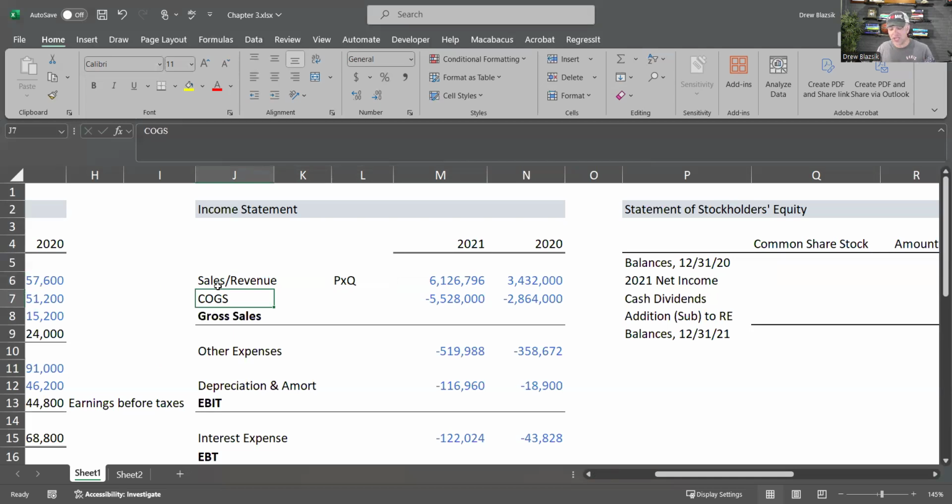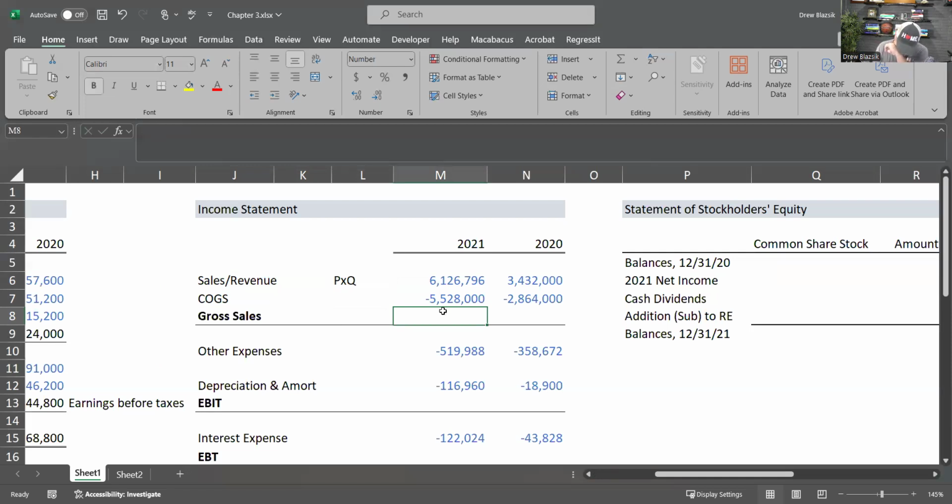That's the cost of the actual goods sold: make the good, raw materials, the labor that went in to make the good, anything that went into that good, we want to know what it costs. The first thing we want to calculate is our gross sales or gross revenue. So we're just going to add those up.